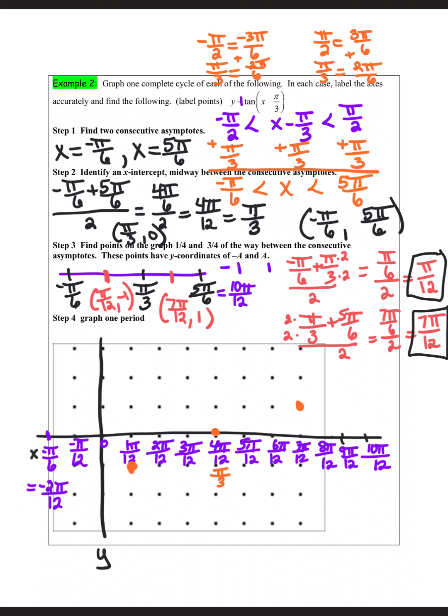My first asymptote is at x equals negative pi over 6. And my next one is at x equals 5 pi over 6, or 10 pi over 12. Remember, that's the same. I will connect my 3 dots, getting closer and closer to both axes.